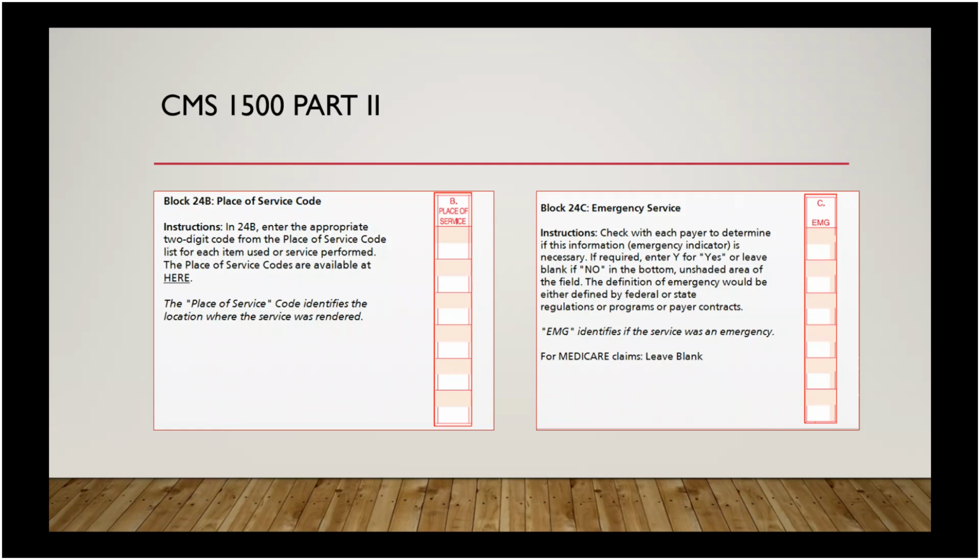24B is the place of service. Your place of service, you can find that listed in your CPT as well as your HCPCS books, such as an office, place of service would be 11. Emergency department would have its own.